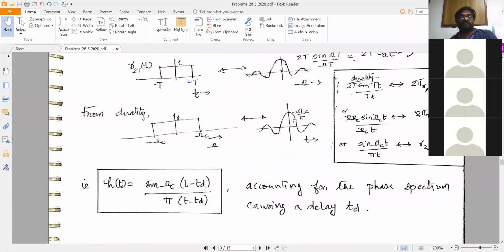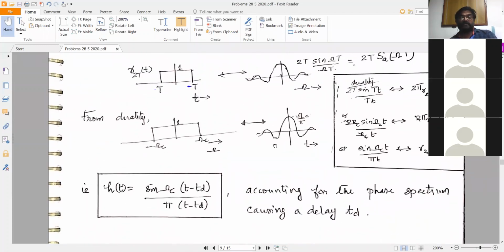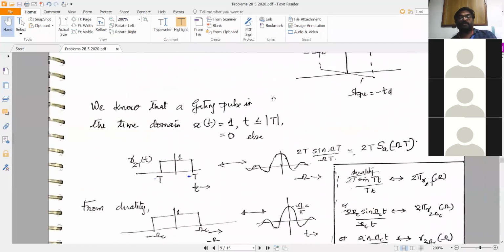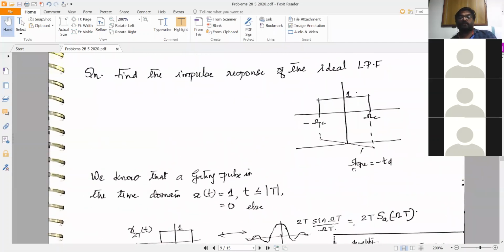So what does it mean? For this function, the impulse response in time is sine omega c t by pi t. Now for the ideal low pass filter, you also have to factor in the linear phase response. So what will the linear phase response produce?